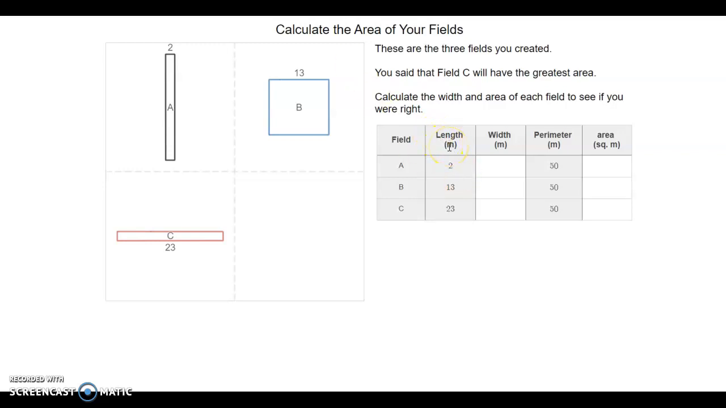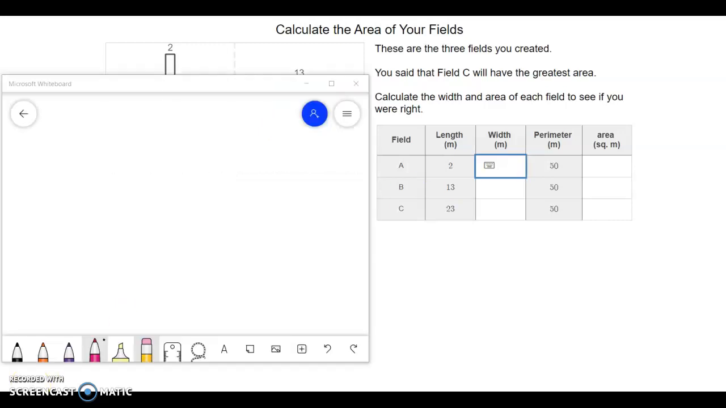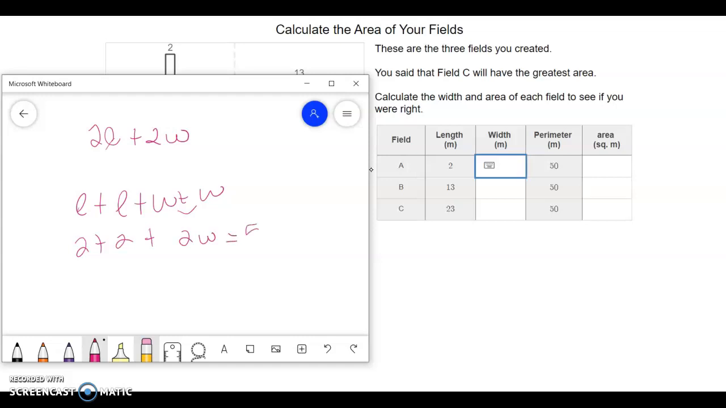So the length is 2. The width is something. My perimeter is 50. So what I need to figure out is my width. So I actually do need to get a piece of paper out. So remember the formula for perimeter is 2 length plus 2 width, or length plus length plus width plus width. So I know my length is 2, it says it right there. So I have 2 plus 2 plus 2W equals 50.